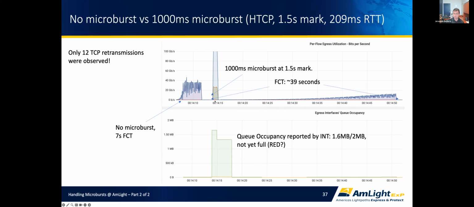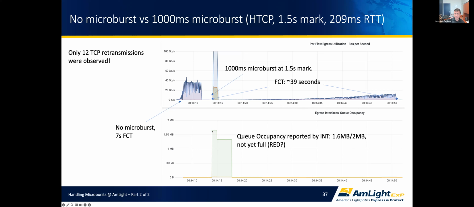But because there was a microburst at the early phase, this is HTCP. We saw that the beginning is the worst. And look how many retransmissions we had. We only had 12. This is only 12 TCP retransmissions. I know some of you said, oh, 12 is a lot. Yes, 12 is a lot. But it's only 12 and it set everything apart.